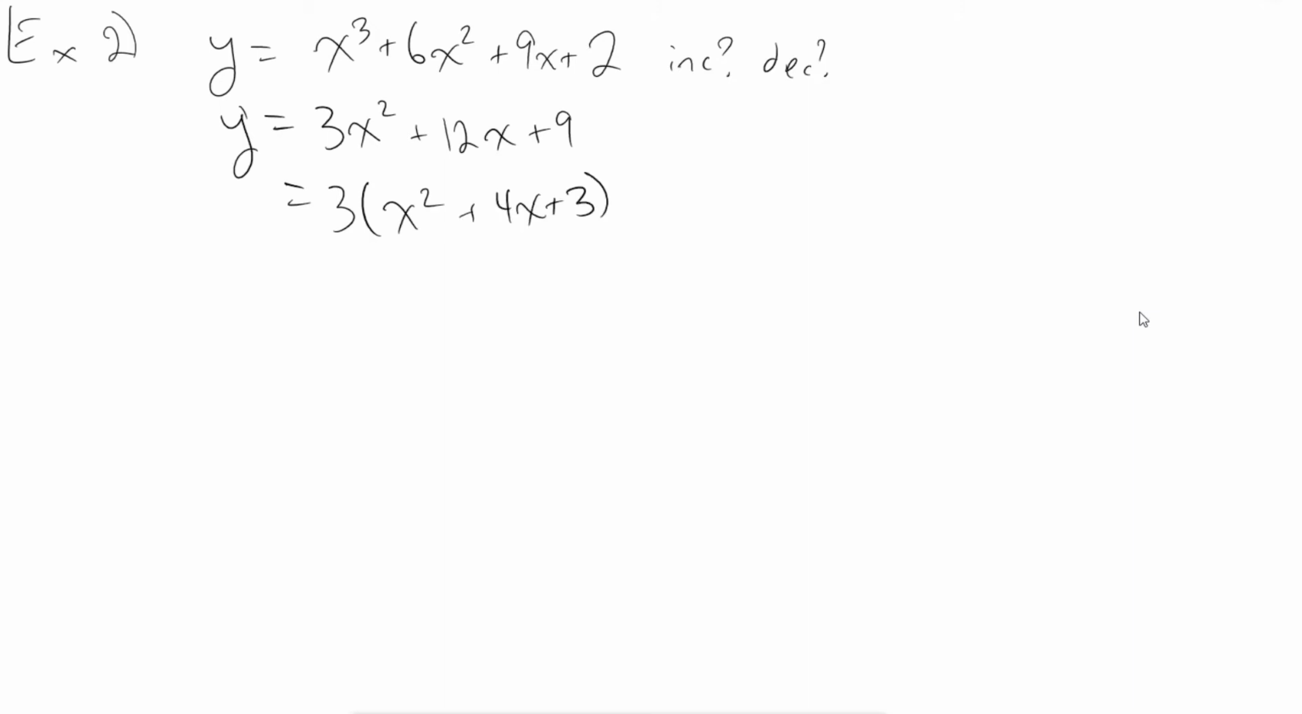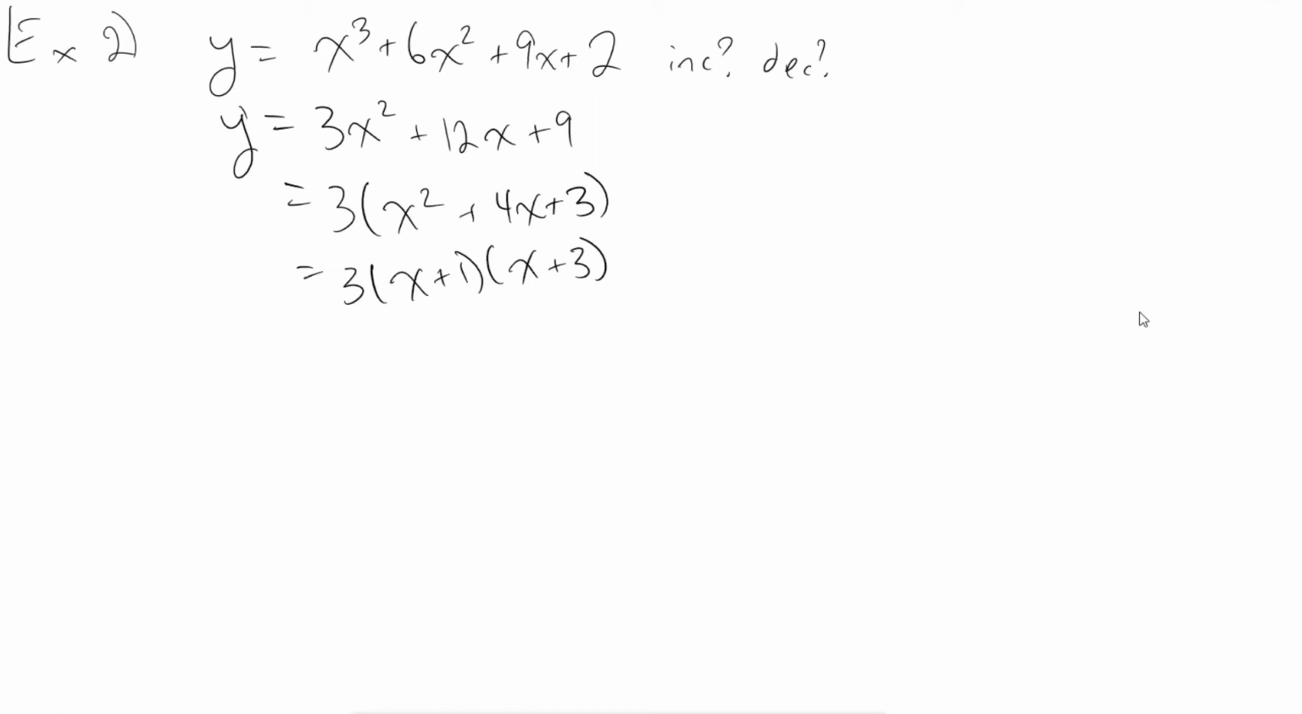I need two numbers that multiply to be 3 and add to be 4. Well, that's 1 and 3. So if I solve for that, x plus 1, x plus 3. In the previous example, we had 1 point where things were changing. In this one, we have 2 points where things are changing. So we have two options.